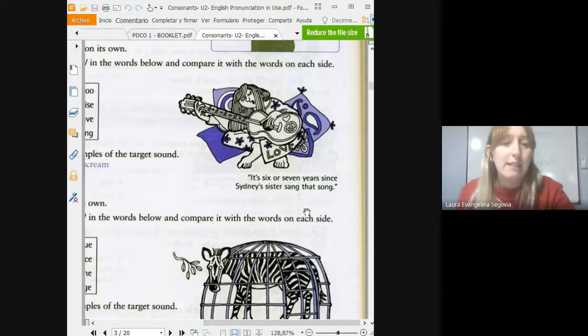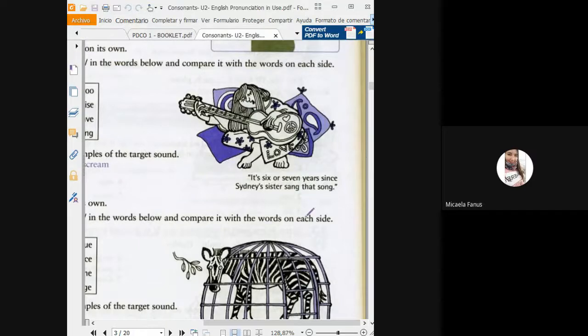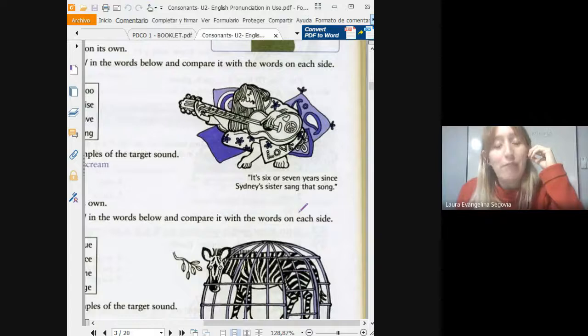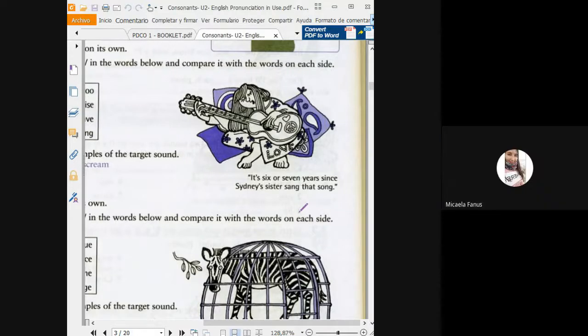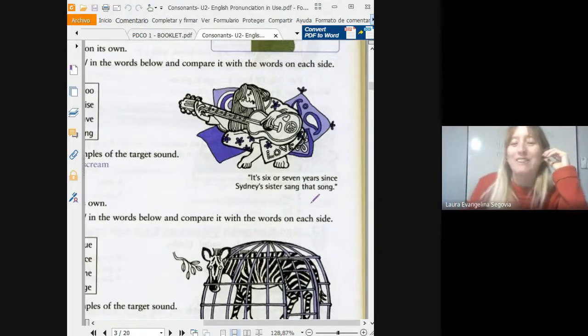No, it's not science, it's since. This word, since. Okay, again. It's 6 or 7 years since Sydney's sister sang that song. Okay, faster. It's 6 or 7 years since Sydney's sister sang that song. Again. It's 6 or 7 years since Sydney's sister sang that song. Ah, that's better. Good.